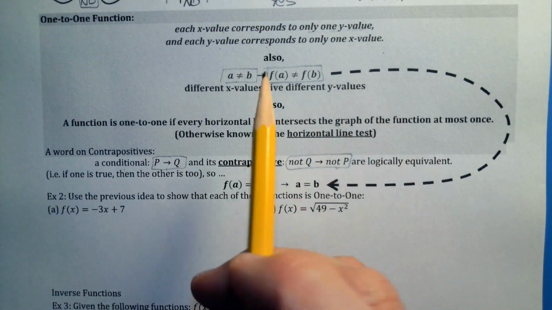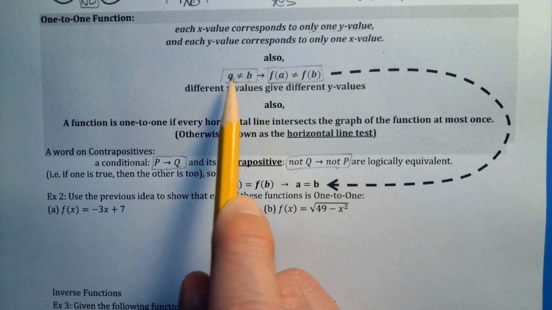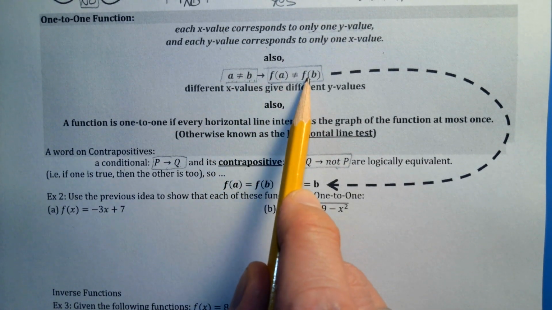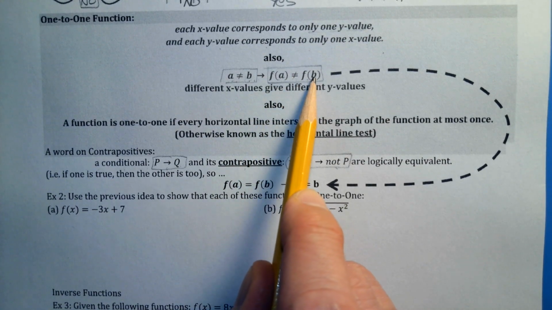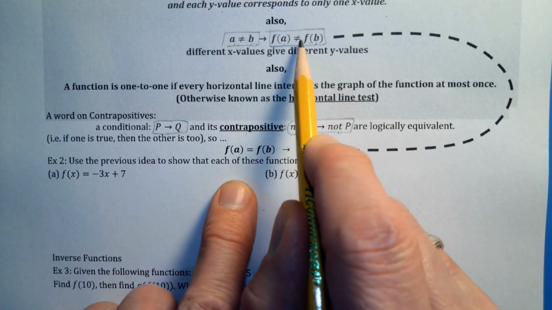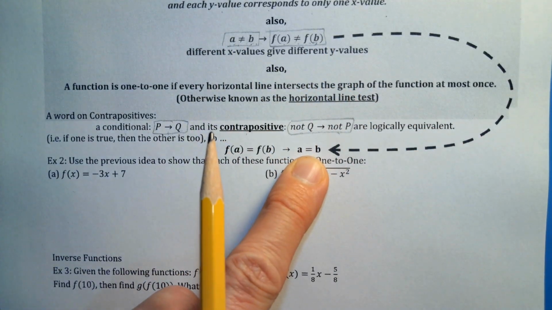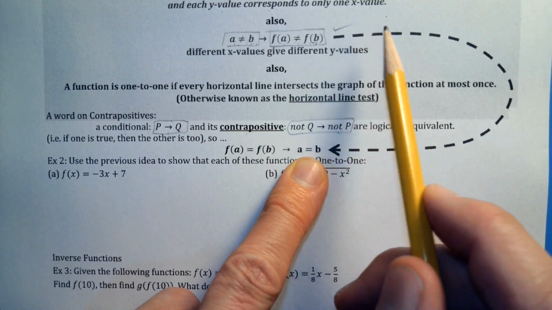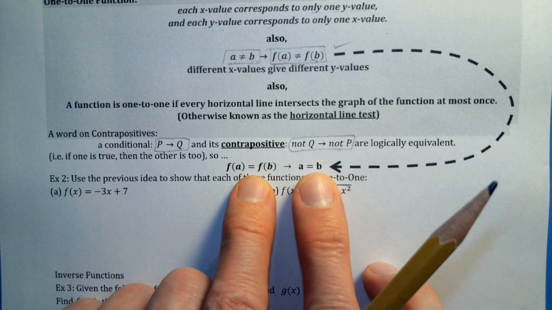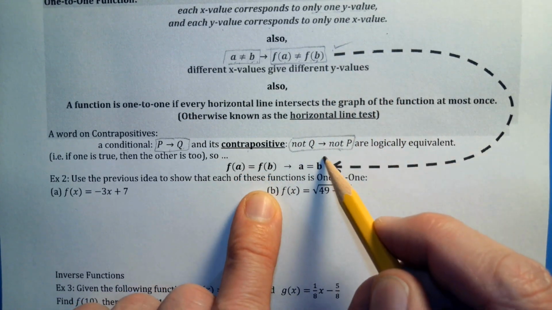So if we know that two members of the domain are different, right? So if two values are different, A is not equal to B, then the output F of A is not going to be equal to F of B. What would the contrapositive of that statement be? If F of A equals F of B, then A must equal B. And so even though this is our conditional that we know has to be true if we have a one-to-one function, this contrapositive of it, again, logically equivalent, if this is true, this also has to be true.